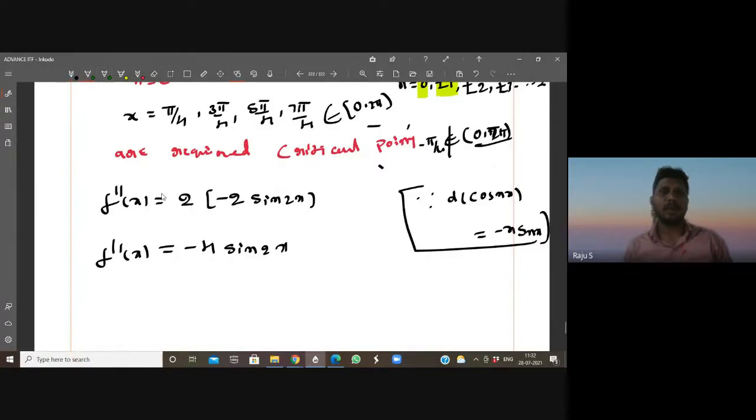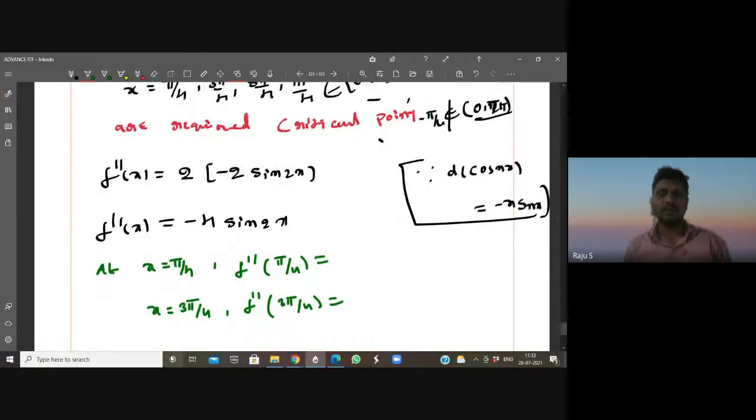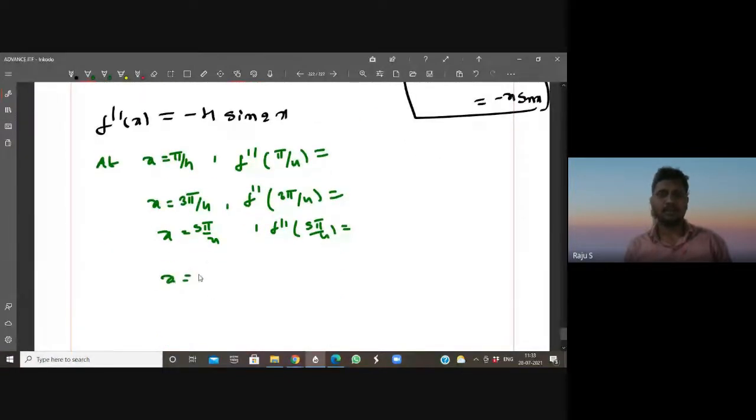So now, first at x is equal to pi by 4, I want to find f double dash, the second derivative test. What is f double dash of pi by 4, students? Then x is equal to 3 pi by 4. Then x is equal to 5 pi by 4. Just tell me what is f double dash of 5 pi by 4. At x is equal to 7 pi by 4, f double dash of 7 pi by 4.